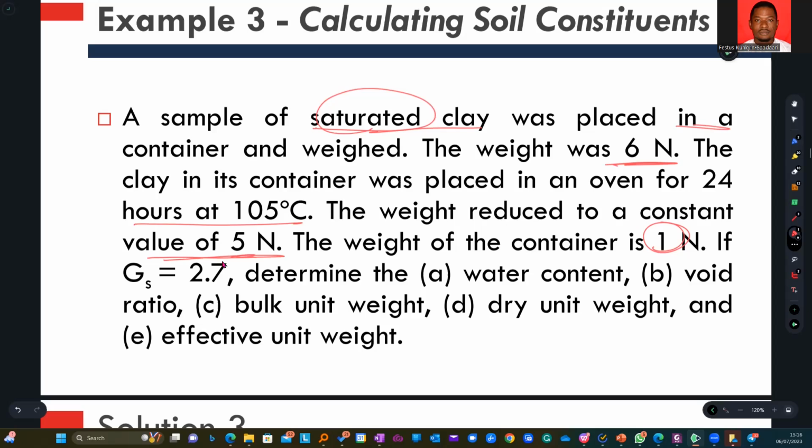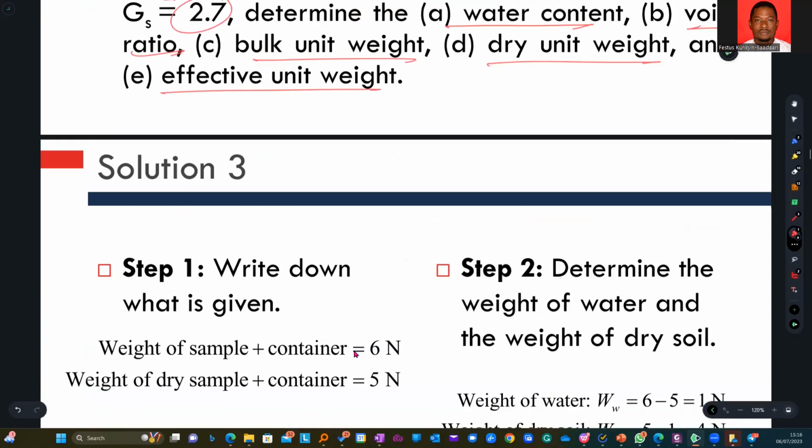If the specific gravity is 2.7, determine the water content in that sample, the void ratio of the sample, the bulk unit weight of the sample, the dry unit weight of the sample, and finally the effective unit weight of the sample.